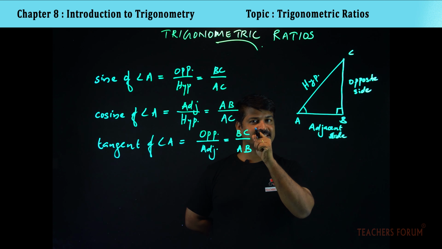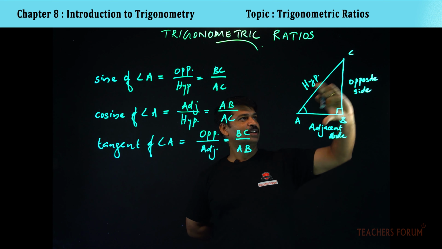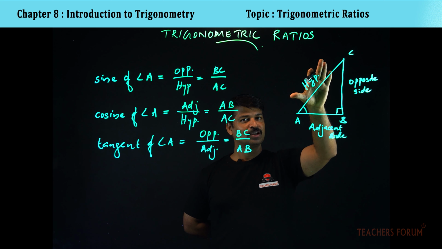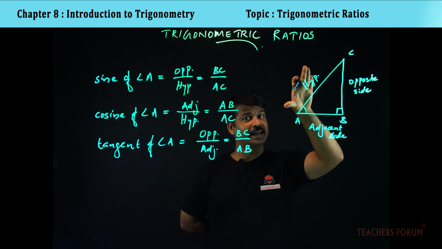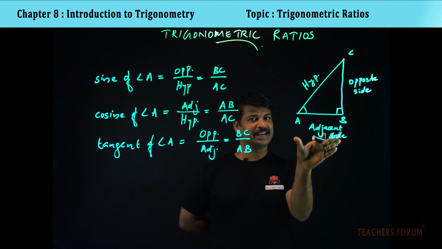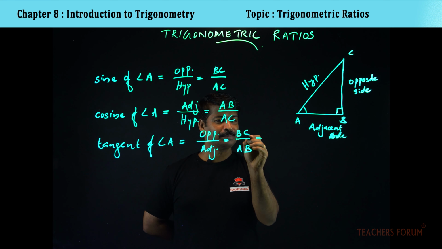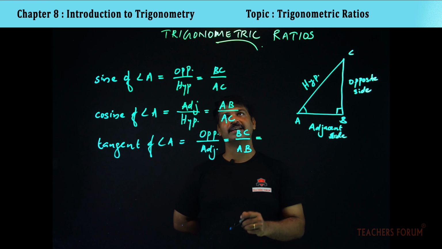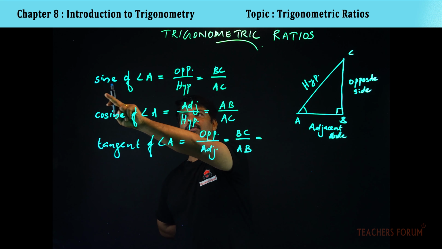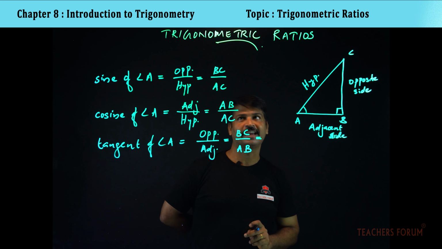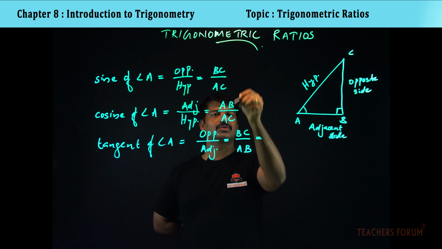So, how is sine of angle A defined? Opposite side by hypotenuse. Cosine of angle A, adjacent side by hypotenuse. Tangent of angle A, opposite side by adjacent side. You see, this is BC by AB. BC by AB is also equal to, you divide sine of angle A by cosine of angle A. You just divide these two ratios.